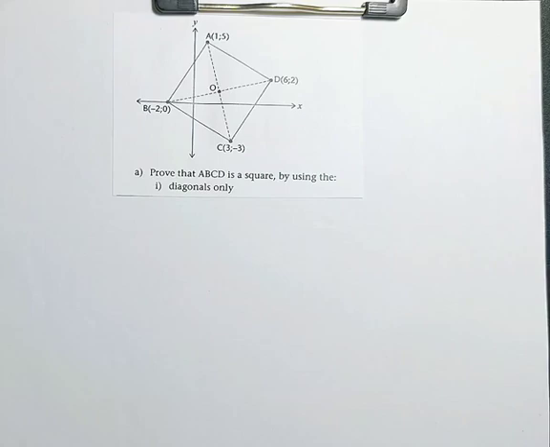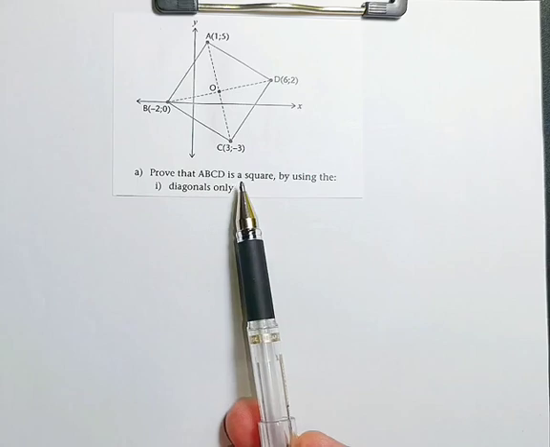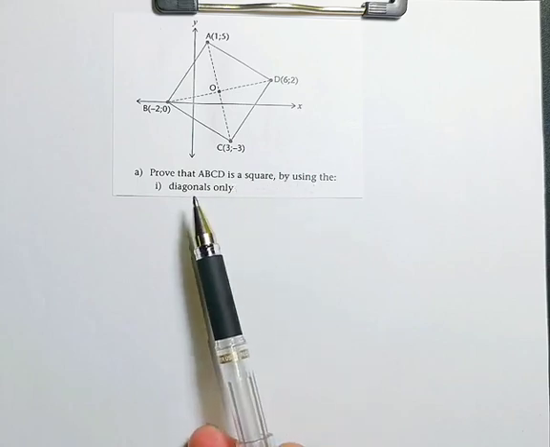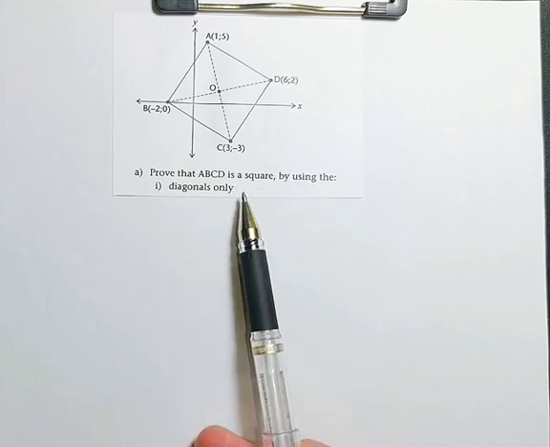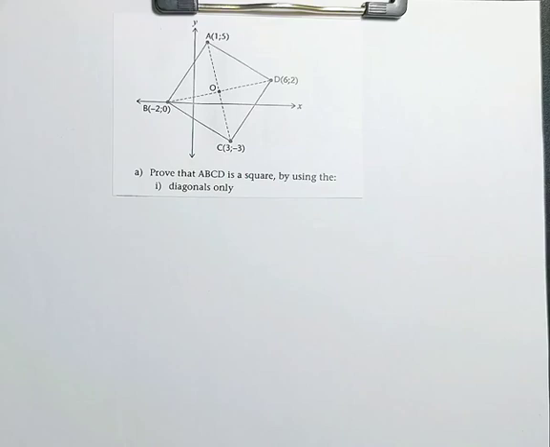I'm going to show you now how to prove a square. The question says here, prove that ABCD is a square by using the diagonals only. Even if they don't say by using the diagonals only, we're going to prove a square by diagonals. Why? Because that's the easiest way.